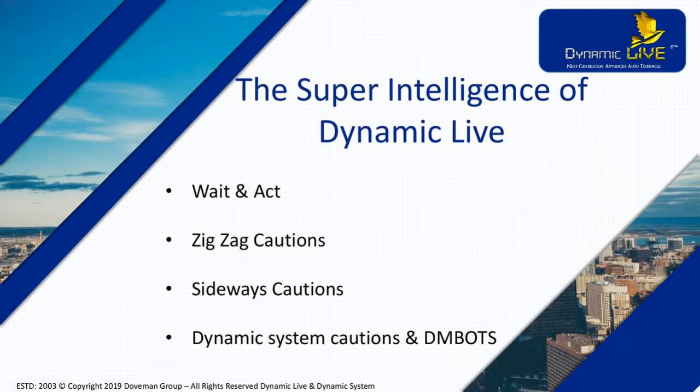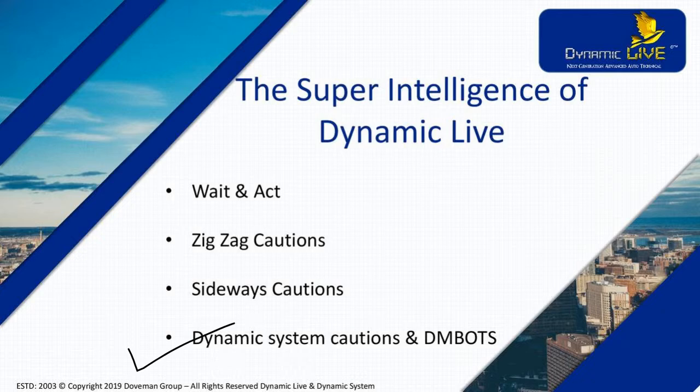And similarly, we have these dynamic system cautions and DMBOTs, right? Now, what happens here is, before any major movement in the market, you must have seen, in the entire last month, in the month of March, we saw a major downtrend, right? And from the bottom, the price started moving up big time.